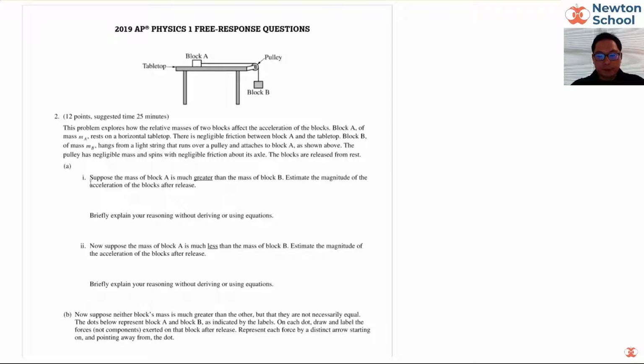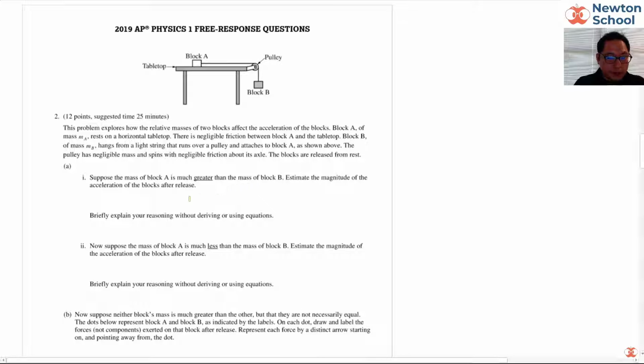Step number 2, you have a two-block system. Block A, mass A, on top, and block B, mass B, on the right side. The pulley has negligible mass and negligible friction, and the blocks are released from rest. So it looks like it's a simple system.